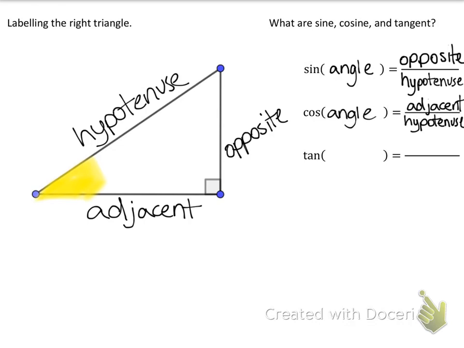The tangent function is abbreviated as tan, T-A-N. The tangent of an angle is equal to the ratio of the opposite over the adjacent.